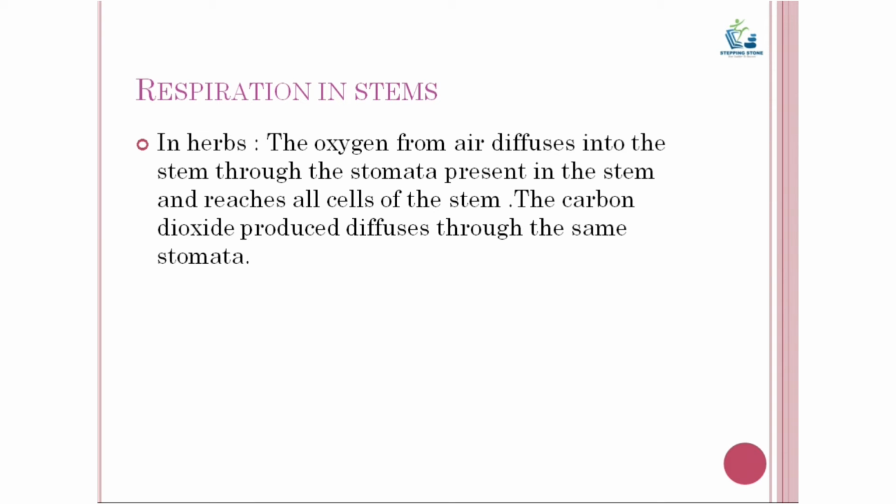We will see how respiration in stems takes place. The stems of herbaceous plants have stomata. So the exchange of respiratory gases in the stems of herbs takes place through the stomata. The oxygen from air diffuses into the stem of a herbaceous plant through the stomata and reaches all the cells for respiration. The carbon dioxide gas, which is produced during the respiration, diffuses out into the air through the same stomata.